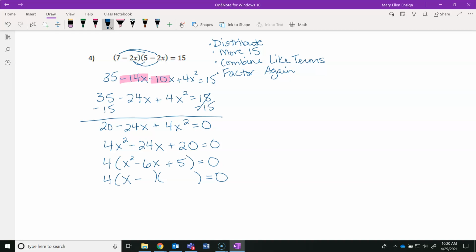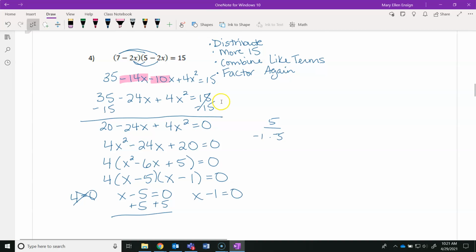x minus 5 and x minus 1. I need 2 numbers that multiply to 5. The only way to make 5 is 1 and 5. Because they're adding to a negative, it must mean that both of them are negative. So then again, 4 can't be my factor that equals 0, but x minus 5 could equal 0, or x minus 1 could equal 0.